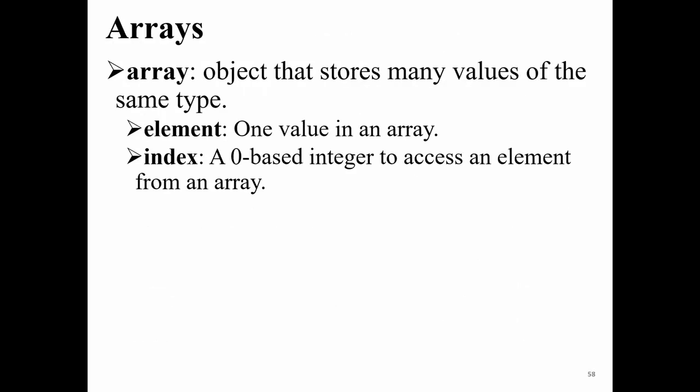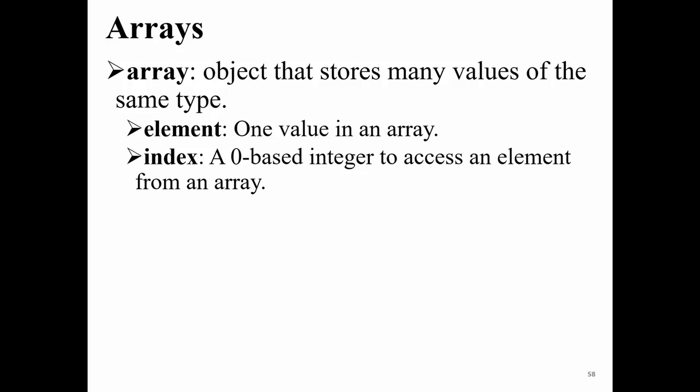An array is an object that stores many values with the same data type, and this is one of the things we need to highlight. Once you define an array of integers, only integer values can be stored in that array. Once you define an array of rectangles, only rectangle objects can be stored in that array. If you define an array of doubles, only double values can be stored in that array. An element is one value in the array.